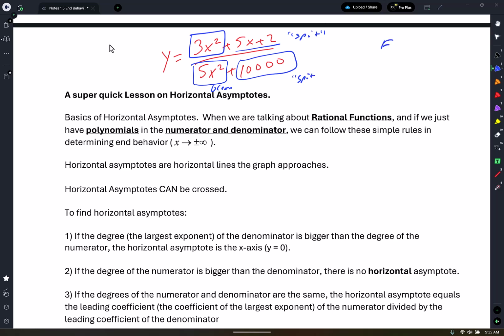So your end behavior, whenever you see EB, that stands for end behavior, is 3x squared over 5x squared. Guess what cancels out? So my end behavior is 3/5. That means this would have a horizontal asymptote at y equals 3/5. That's all it means. If you were to type this into the calculator, 3/5 is a decimal 0.6, right? So look, I just want you guys to see.